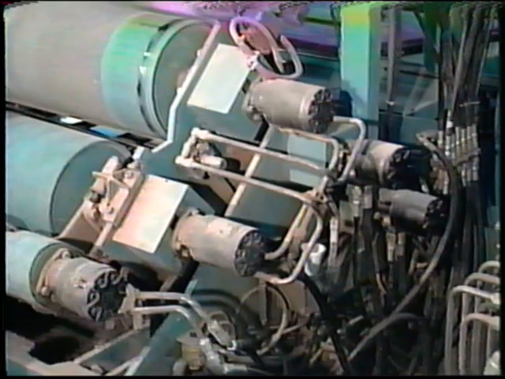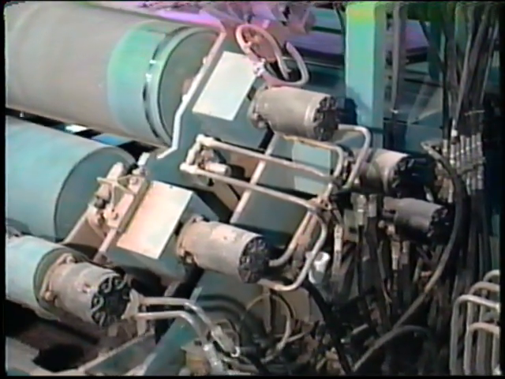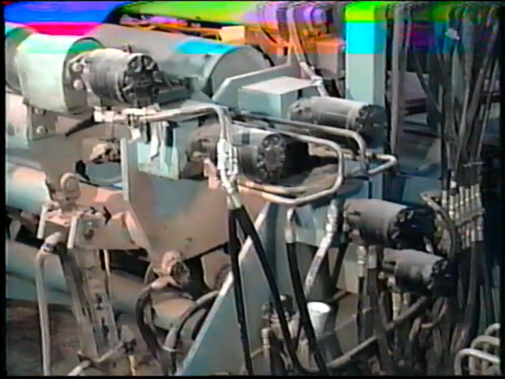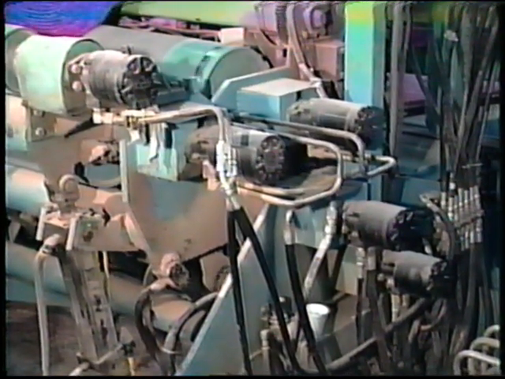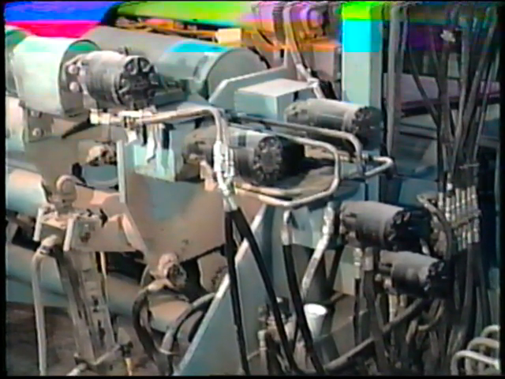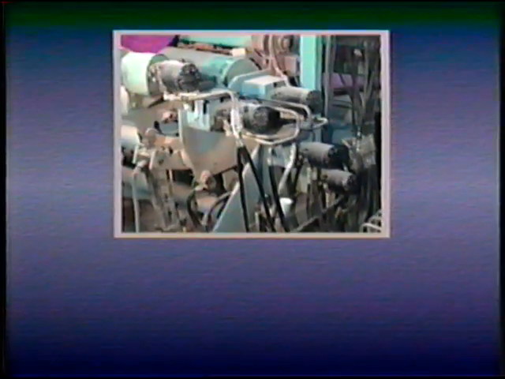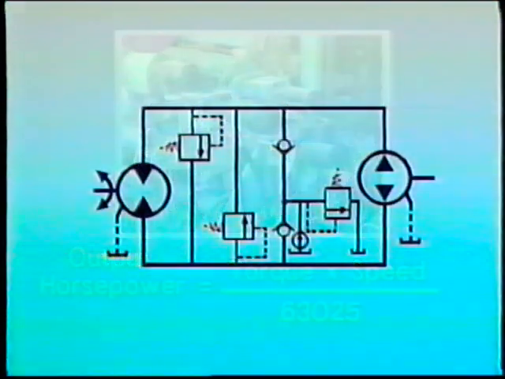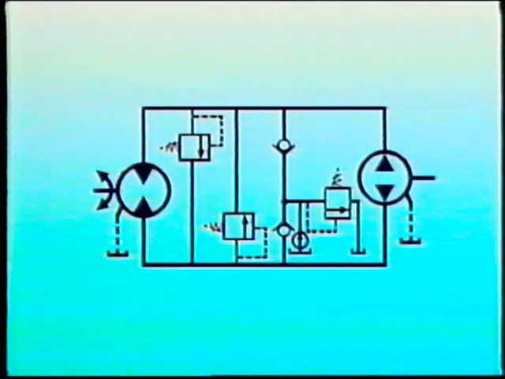Control of the torque and the speed of hydraulic motors also permits control of horsepower. That's because torque and speed determine the work a motor can do in a given amount of time, its horsepower. As we learned in an earlier lesson, output horsepower is equal to torque times speed divided by the constant 63025.